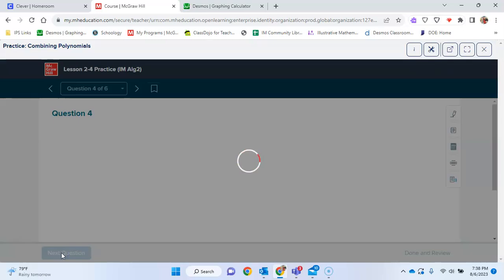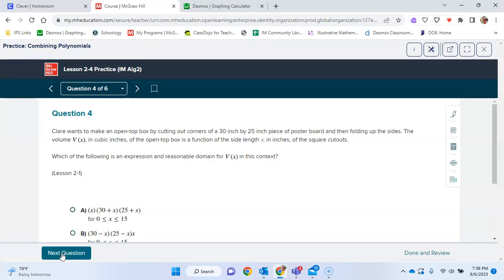Question 4. Claire wants to make an open top box by cutting out corners of a 30-inch by 25-inch piece of poster board and then folding up the sides. The volume V of x in cubic inches of the open top box is a function of the side length x in inches of the square cutouts. Which of the following is an expression and reasonable domain for V of x in this context?